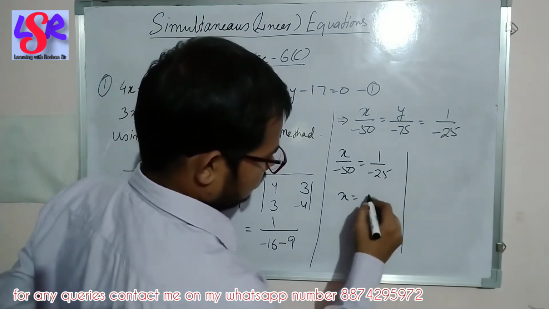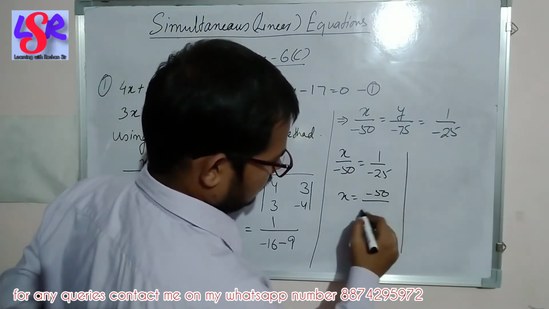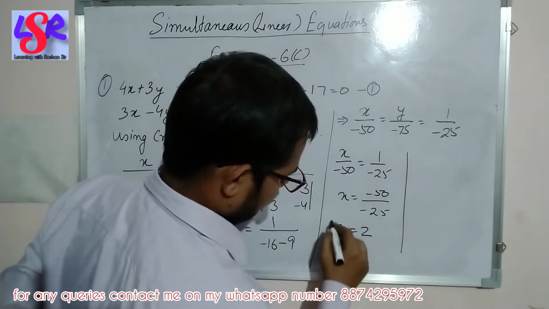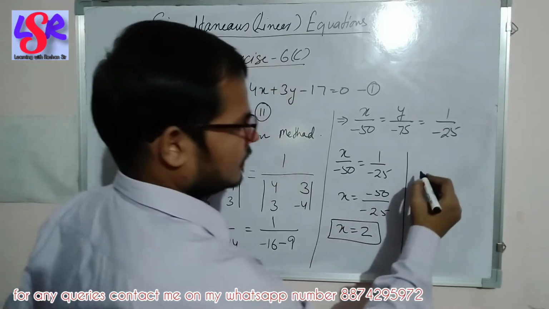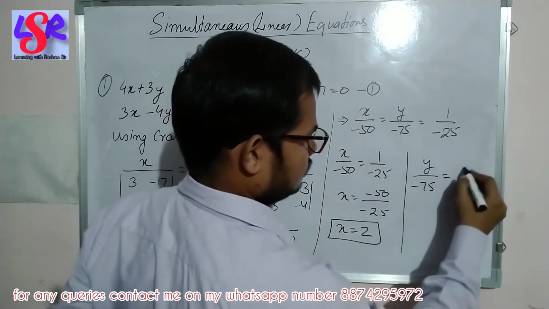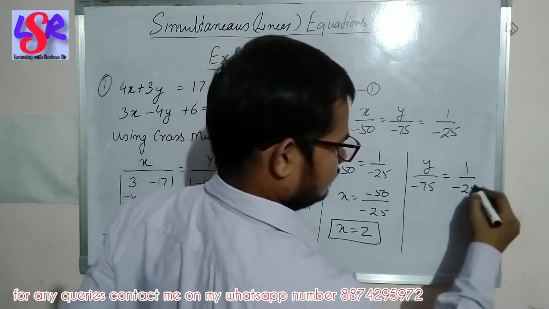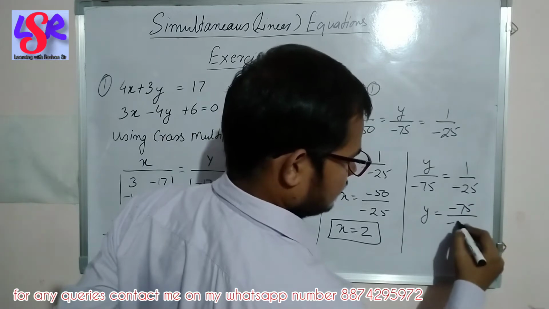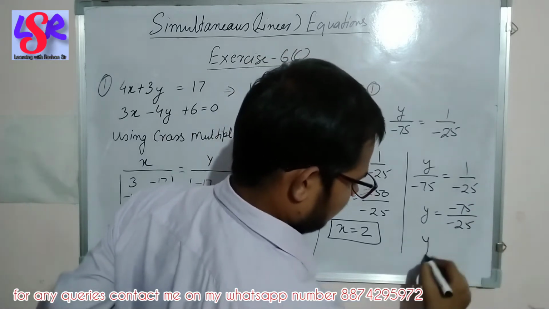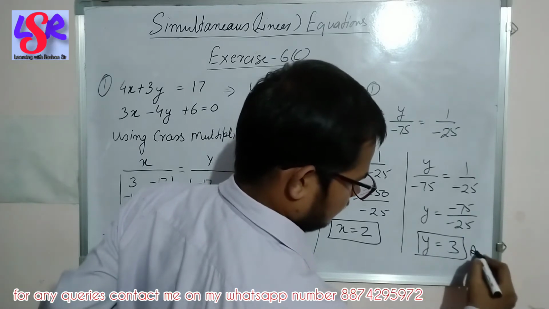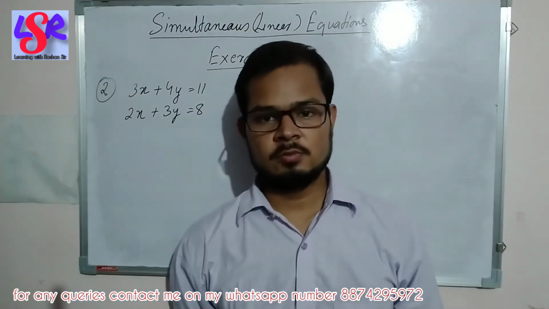So x will be equals to minus 50 upon minus 25, and on solving we get x equals to 2. And here this will be y upon minus 75 equals to 1 upon minus 25. So y equals to minus 75 upon minus 25. So y will be equals to 3 as answer. Now let's see question number 2.